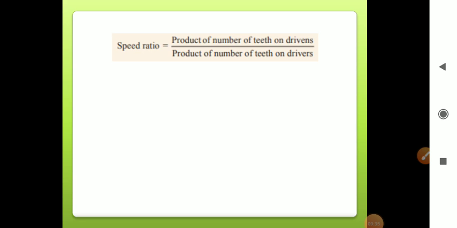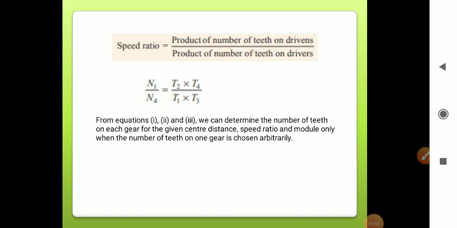Okay, in the numerator we can take the product of drivens, and in the denominator we can take the product of the number of teeth on drivers. So N1 divided by N4 is equal to T2 into T4 divided by T1 into T3.